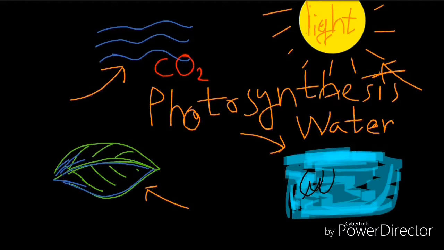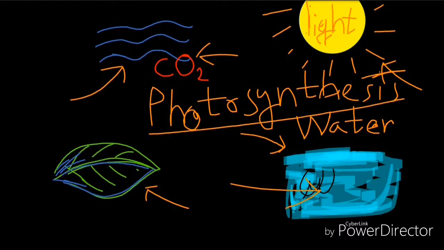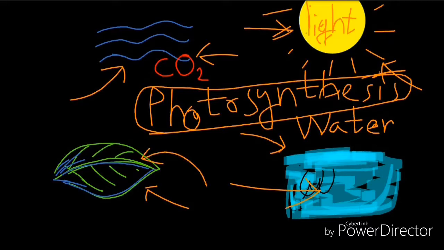So first we need carbon dioxide from the air, and this is the main thing that is needed for photosynthesis. CO2 and water are the main things that will react with each other in the photosynthesis reaction, and they need the presence of light and the chlorophyll of a plant.